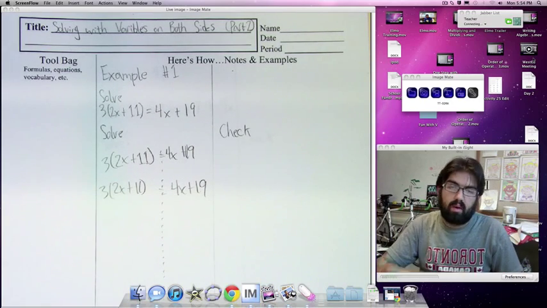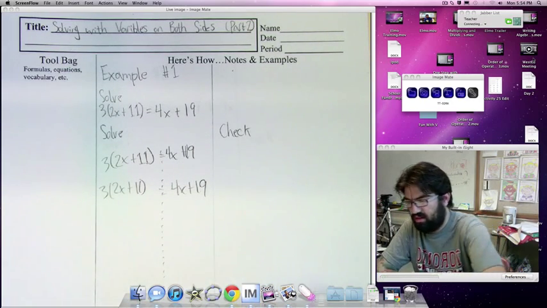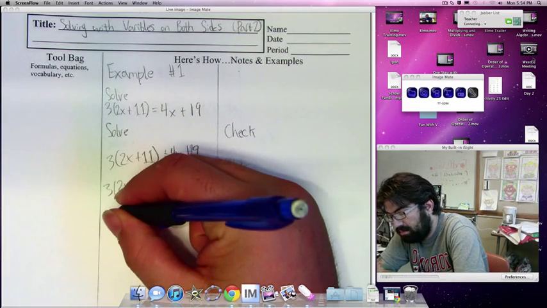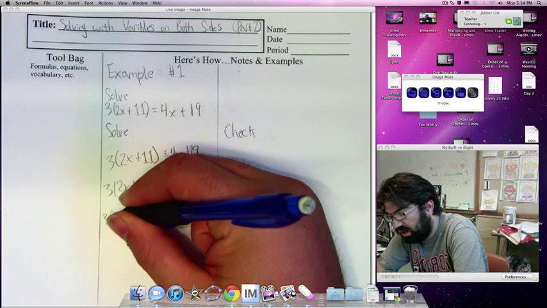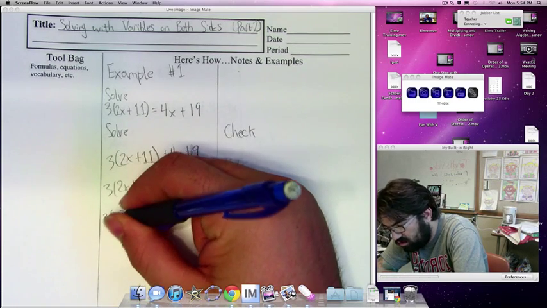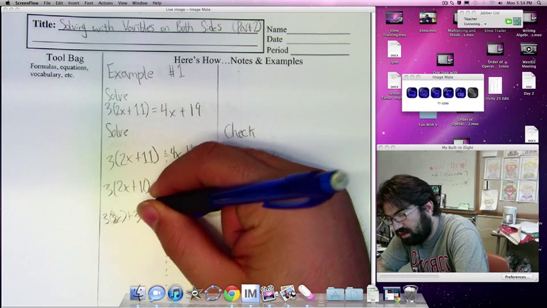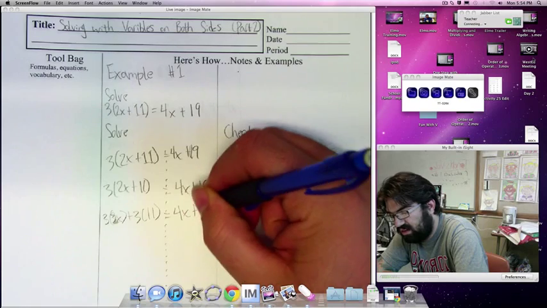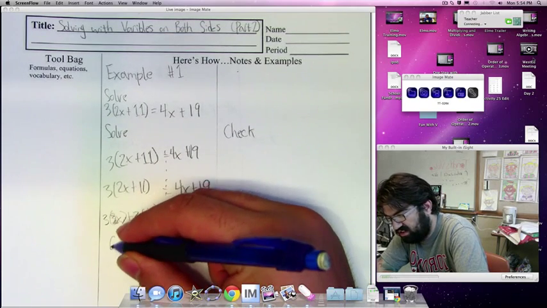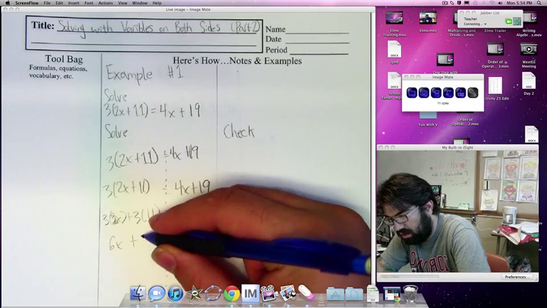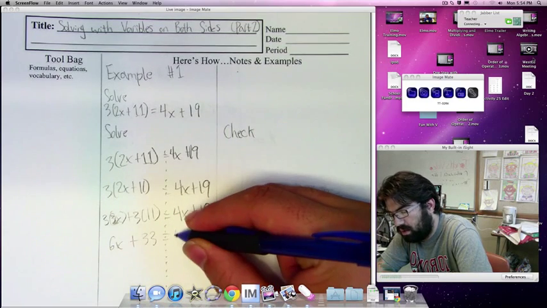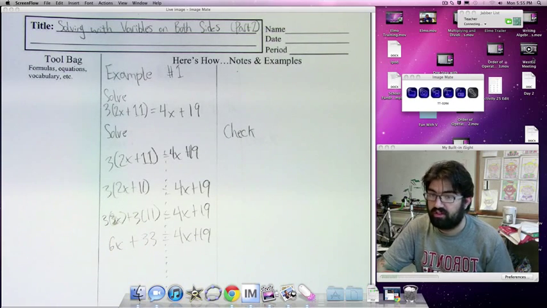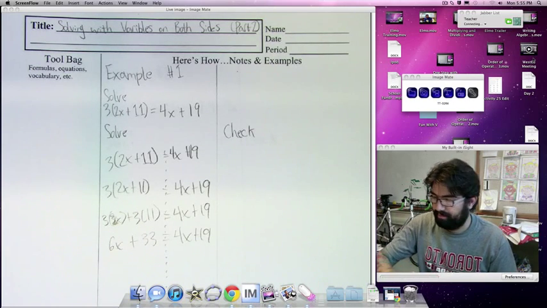My first step is this. I want to make both sides look nice. Over here, I have to distribute. So we're going to distribute. I'm going to multiply both items by 3. 3 times 2x is 6x, and 3 times 11 is 33. The right side is 4x plus 19. So 6x plus 33 is equal to 4x plus 19. That's the first step. You have to distribute. There's no way of getting around it.